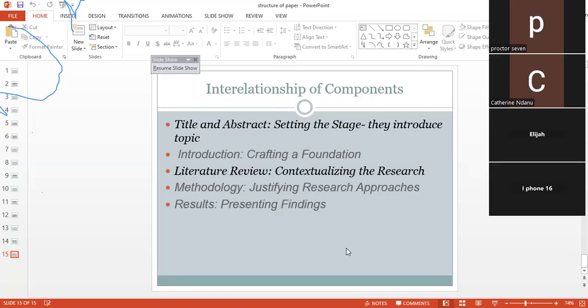If the topic is talking about why students perform poorly, and you are using a questionnaire, that questionnaire must be given to the students to explain why they perform poorly. If it's an interview, the same applies. Don't use a method that is contrary to what the topic is about. And this is what we are calling interrelationships.